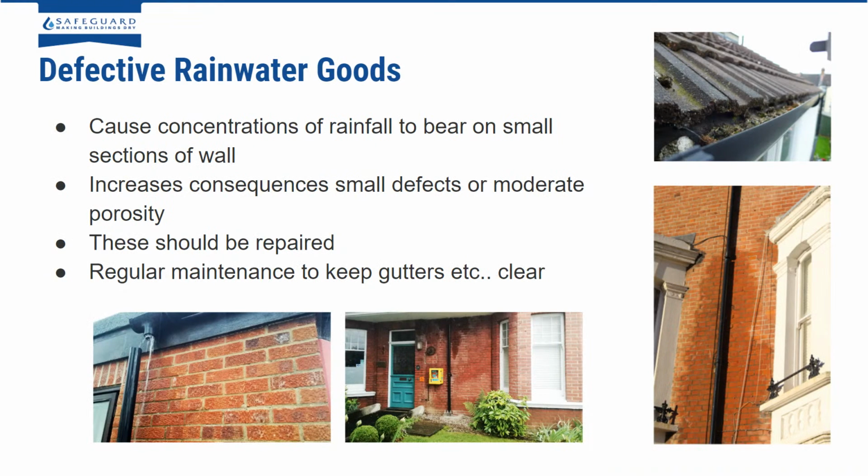So in these situations where you have defective rainwater goods, this can cause concentrations of rainfall to bear on quite small sections of the wall. So it can allow a lot of rain to get into a certain section of the property. It especially becomes worse if there are any defects or porous brickwork as well. So effectively, in quite simple terms, these should be repaired. Regular maintenance is quite a good thing to be doing in these situations, so keeping gutters clear, and any defects should be looked at as well.